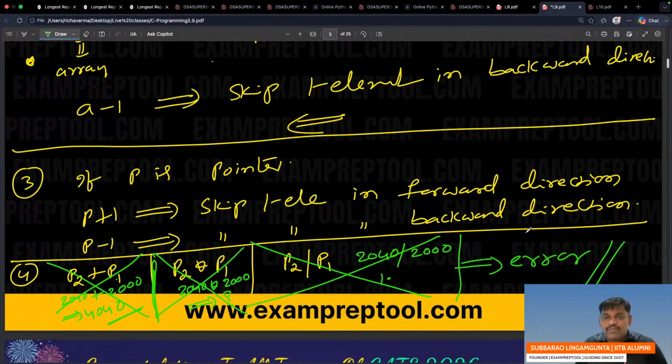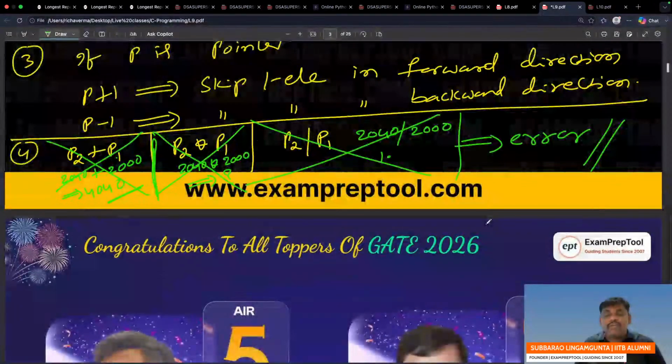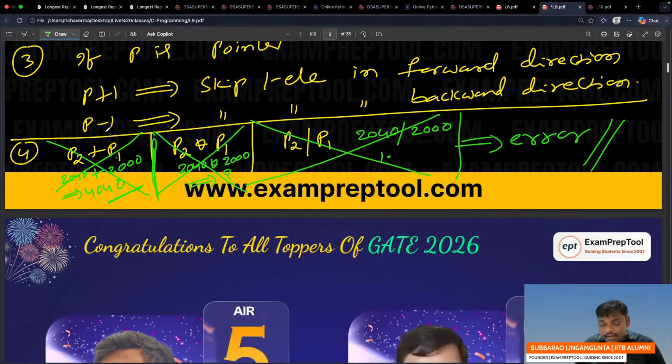It will say invalid operation. Between two pointers, you cannot add because there is no meaning. Between two pointers, you cannot multiply. There is no meaning. Between two pointers, you cannot divide. There is no meaning. You will get an error.